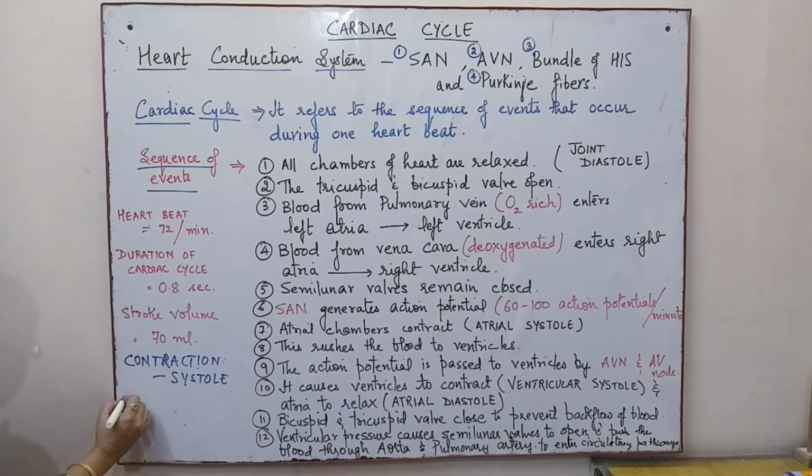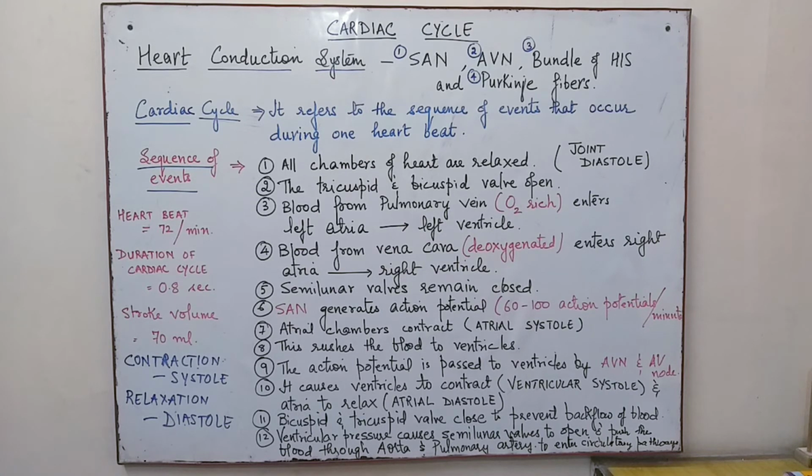The other thing is the relaxation period. Relaxation is known as diastole. That is, when the atrium relaxes, it is known as atrial diastole, and when it is the ventricles, it is known as ventricular diastole. So the cardiac cycle is a sequential cycle that is cyclically repeated and consists of systole and diastole of both the atria as well as the ventricles.